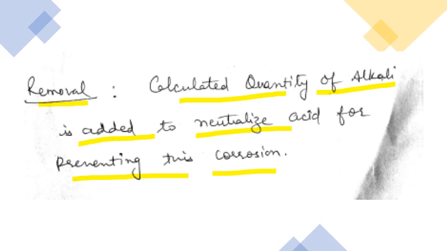If we calculate the amount of HCl in the water, then we can add the alkali to neutralize it. So this is boiler corrosion, its various causes and the control measures. In the next lecture, we are going to see another problem, another trouble of the boiler, that is caustic embrittlement.